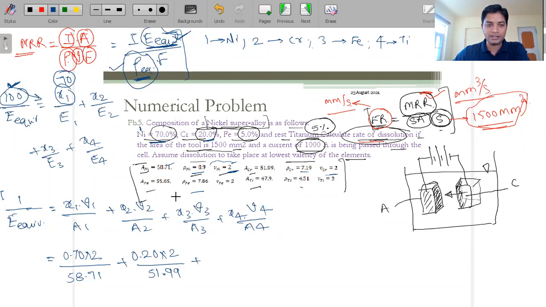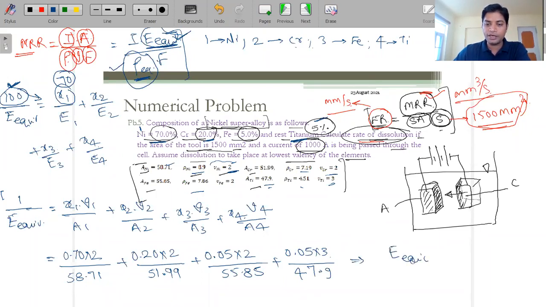plus x3 is for the iron, so for iron the percentage is 5%, so this will become 0.05 into valency 2 upon atomic weight 55.85. Next is x4 for the titanium. How much percent is remaining? This is 5%, so this is 0.05 into valency, for titanium it is 3, and the atomic weight is 47.9.